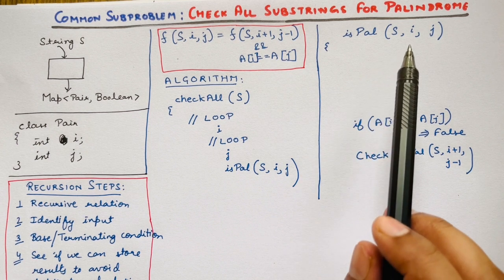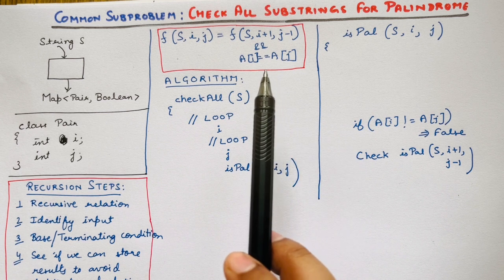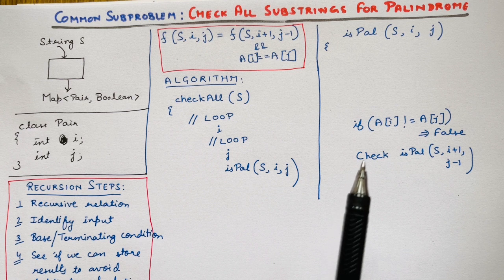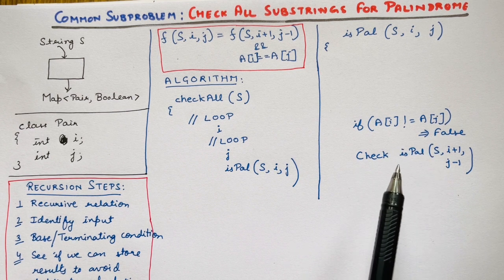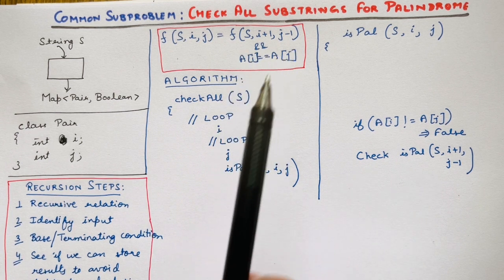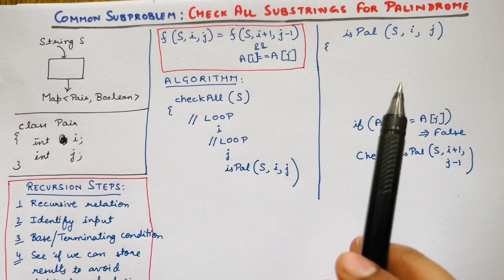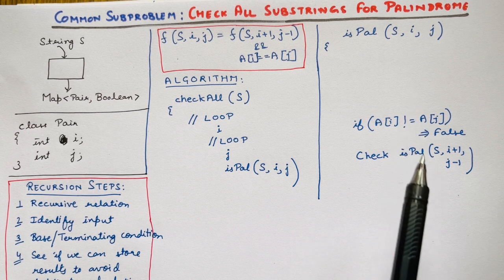So in this function, what will we do? We will first of all check if the extremes are equal. If these are not equal, we have to anyway return false. But if they are equal and we did not return false, then we will just check isPal S, i plus 1 and j minus 1. But is this solution complete? Will this work? Is this recursive solution complete? No, because this will go on infinitely. We will keep going to the next subproblem and so on.